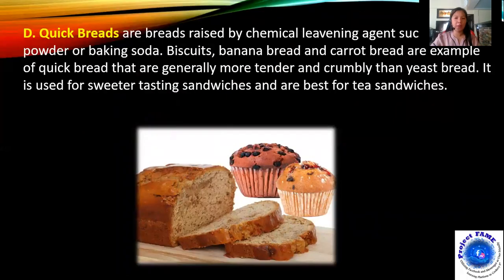For the quick bread, which is the fourth type of bread, these are breads raised by chemical leavening agents such as baking powder or baking soda. Biscuit, banana bread, and carrot bread are examples of quick bread that are generally more tender and crumbly than yeast bread. It is used for sweeter tasting sandwiches and is best for tea sandwiches.